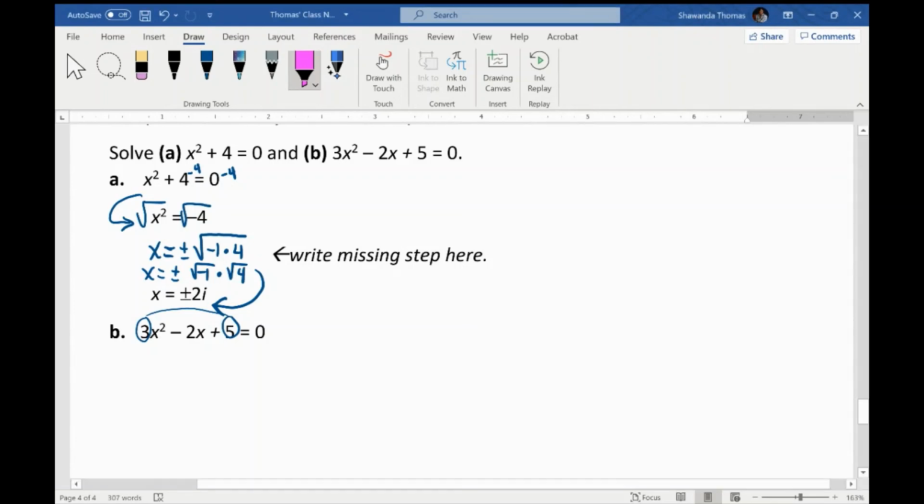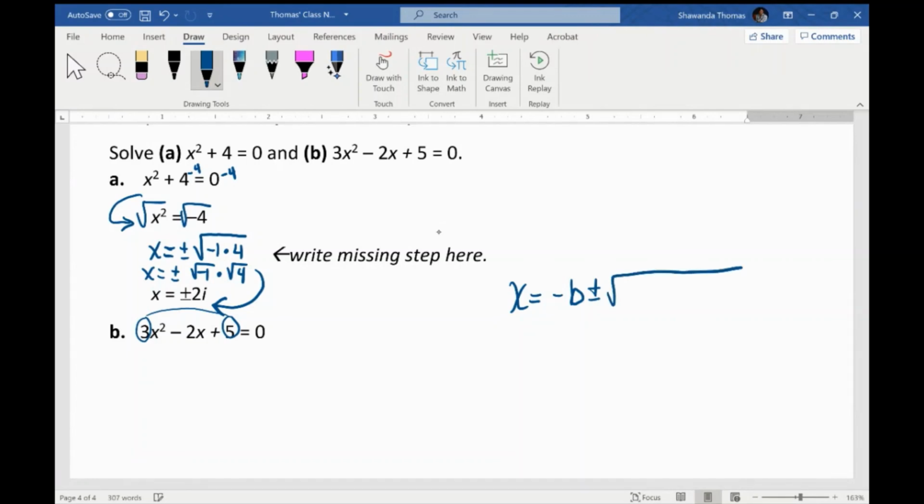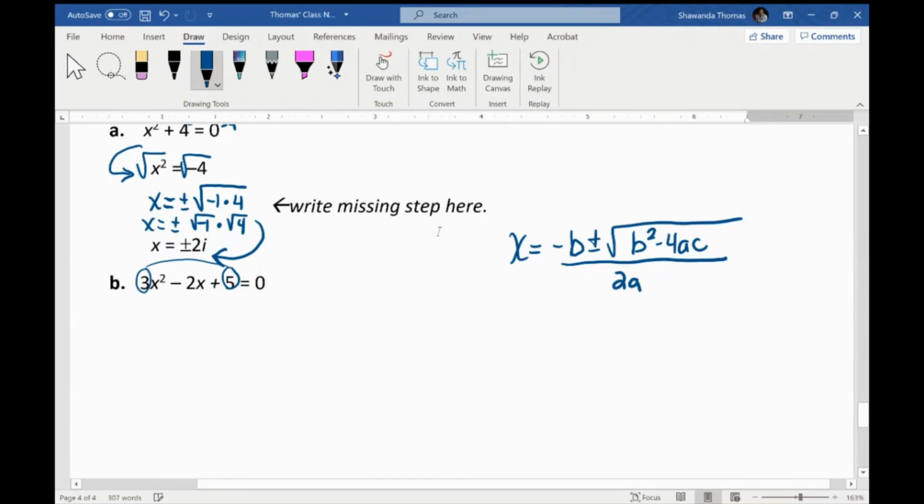Oh, no. Okay, I think I know it. X is equal to negative b plus or minus the square root of b squared minus 4ac, over 2a. Yes, I think that's right. All right.